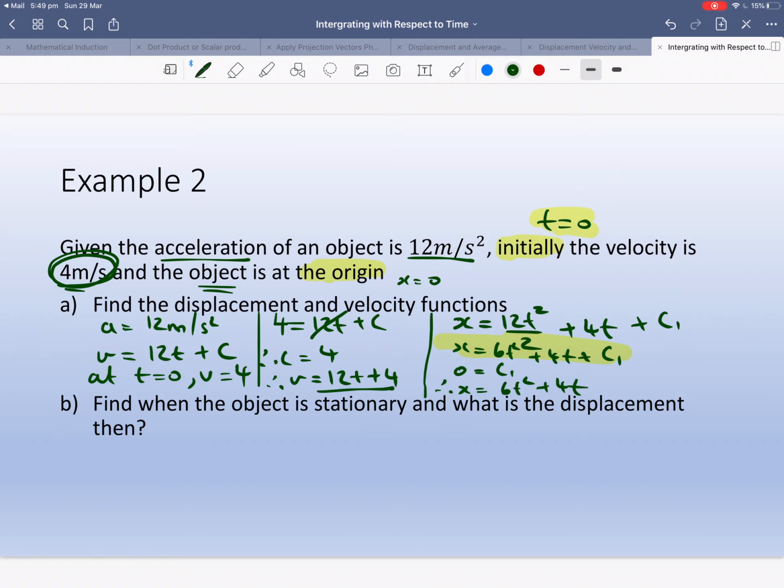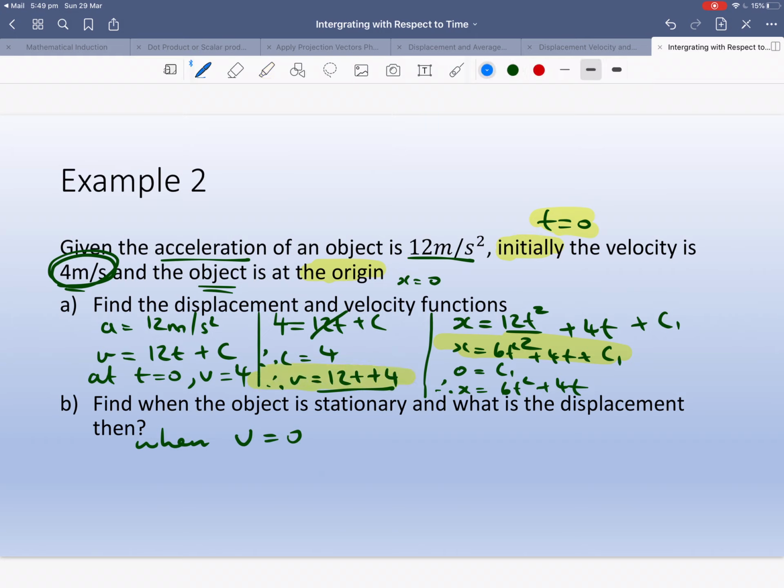Right? The last question is like, find when the object is stationary, and what is the displacement then? So the object is stationary when it has no speed. So that means it has no velocity, because remember that speed and velocity are essentially the same thing, except speed is the absolute value. So the object is stationary when v equals 0.